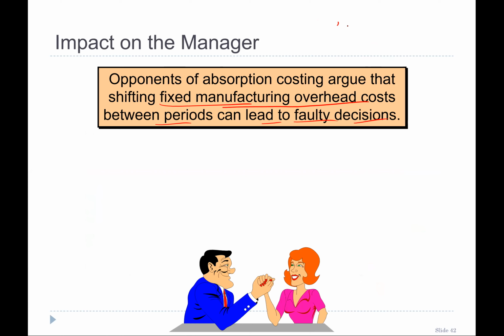So in CVP analysis, if we include fixed manufacturing cost, then our analysis of our contribution margin would be less, and we will think that this project is not profitable for us because our contribution margin is very low here. So you may lose that order as well. So it will give you a faulty decision.